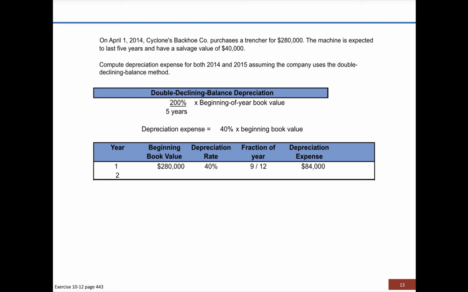With double declining balance, remember, all I need for year 2 depreciation is whatever the beginning book value is in year 2 times 40%. So we will take 280,000 minus 84,000. That would give me 196 here times 40%, and that will be my year 2 depreciation. Okay, any questions on that one?